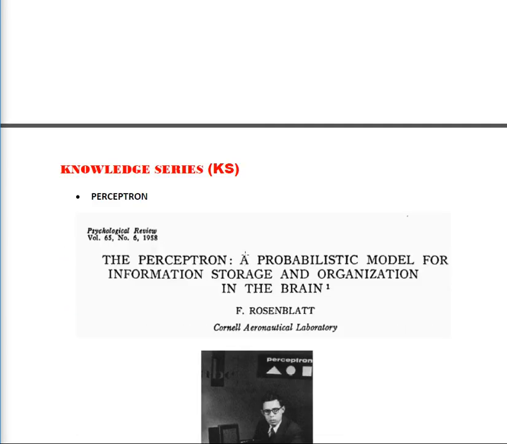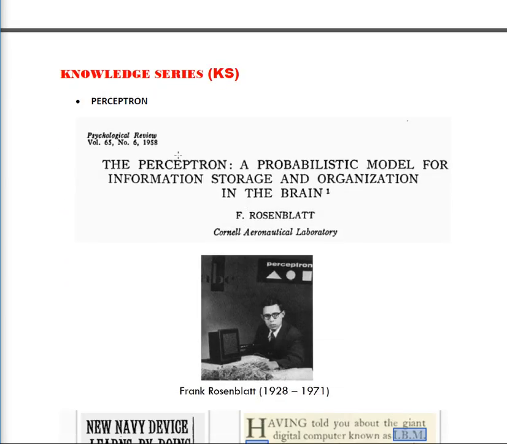Now we go to the perceptrons. This is the perceptron area, where the model study was made by Frank Rosenblatt in the year 1957, and this was the paper that was published. You can see the title: The Perceptron, a Probabilistic Model for Information Storage and Organization in the Brain, by Frank Rosenblatt, Cornell Aeronautical Laboratory.